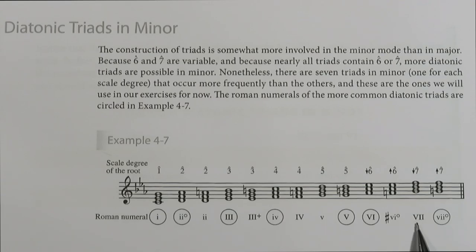And here, the 7 chord, it's major. It's on the seventh scale degree of the natural minor scale, the B flat. This is also known as the subtonic, because it's a whole step away from the tonic. Whereas this is the leading tone, the diminished 7, which is a half step away from the tonic.